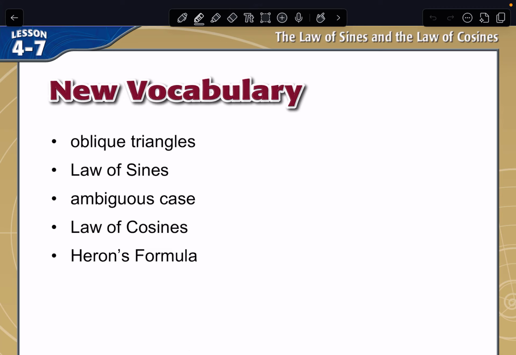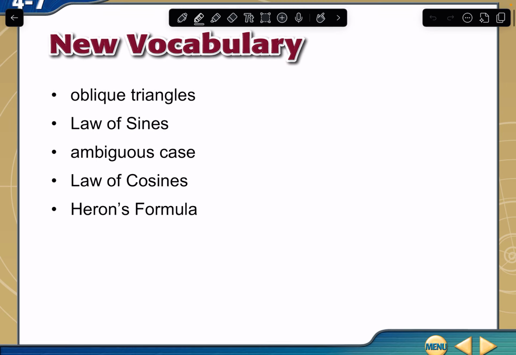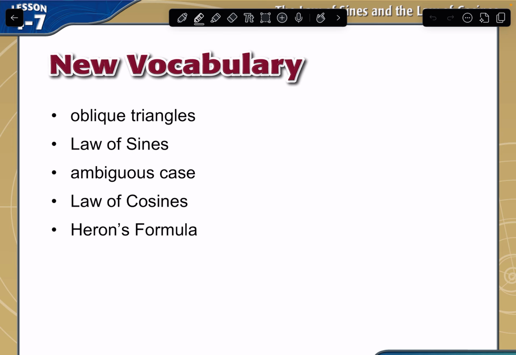Jumping into chapter 4, lesson 7. This is law of sine and law of cosine. Some of this stuff you have maybe seen before in geometry a little bit. Some of it is new. There are a couple other formulas that we'll talk about in this chapter, but it won't be until towards the end. So today we're just going to look at examples 1 and 2.